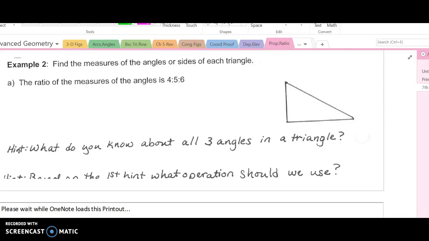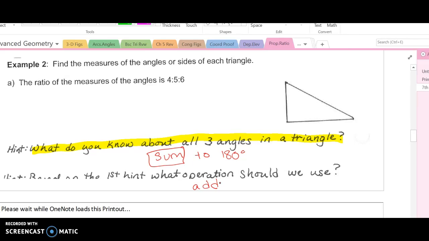All right, so in example 2, find the measures of the angles or sides of each triangle. The ratio of the measures of the angles is 4 is to 5 is to 6. Okay, so think about it for a second. What do you know about all three angles in a triangle? You know that they all three add up to 180 degrees. Okay, and so if they all three sum to 180 degrees, then we know we should add, right?